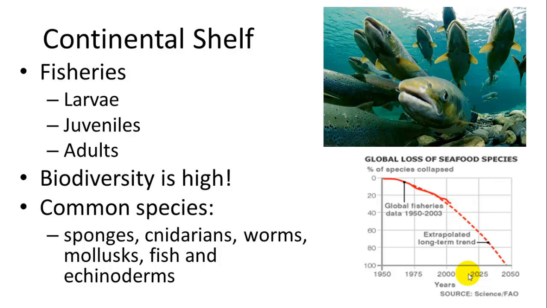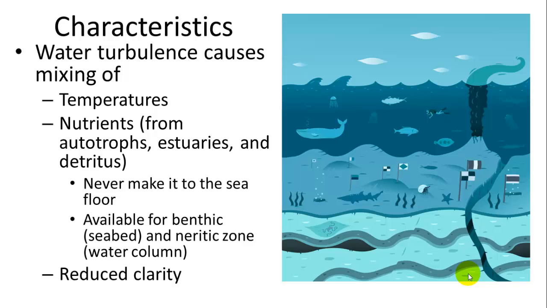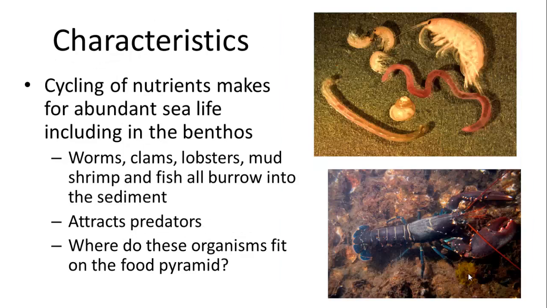The species of the ocean that you would commonly think of are all found there, including sponges, cnidarians, worms, mollusks, fish, and echinoderms. Alright, so some of the characteristics. There is some turbulence, like I talked about before. You have waves crashing in from the sea. This causes the mixing of temperatures, so you have warm and cool waters, mixing of salinities and nutrients. This allows for lots of nutrients to be available, but also reduces the clarity of the water, so it may decrease the ability of some photosynthetic organisms to photosynthesize.